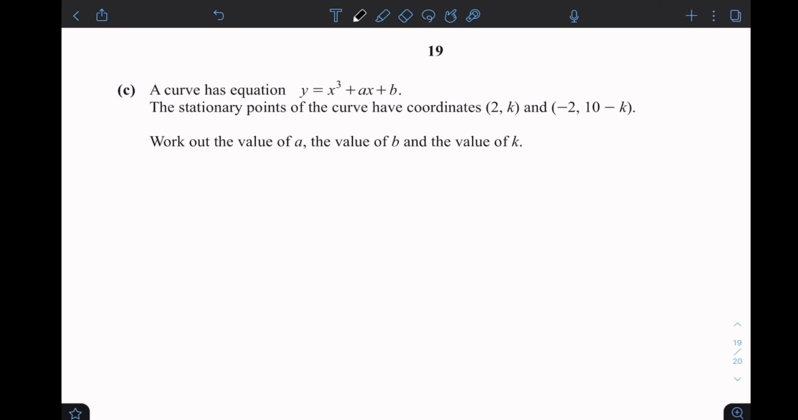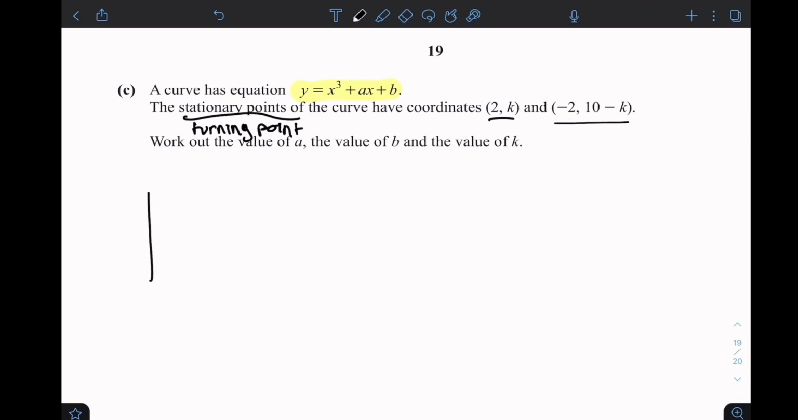Okay, so on to the last question. A curve has an equation: y is equal to x cubed plus ax plus b. The stationary points, which means turning points, of the curve have coordinates 2k and -2, 10 minus k. Work out the value of a, value of b, and value of k. One hint they're giving us is that we have to use differentiation because they have mentioned the word stationary points, which means turning point, right?